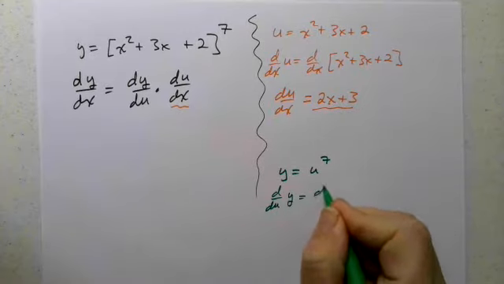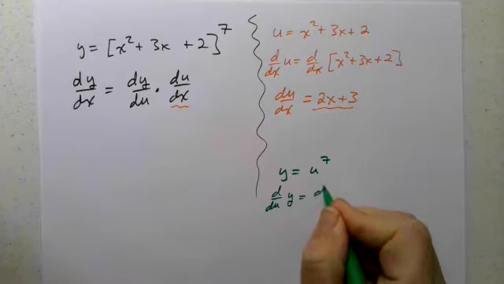Dy dx equals dy du, 7u to the 6th, times du dx, times 2x plus 3. Again, noticing du dx is 2x plus 3, and notice dy du is 7u to the 6th. But there's one more thing that I need, because I'm not quite finished yet. I have to substitute in this u. And we can see up here that u is x squared plus 3x plus 2.